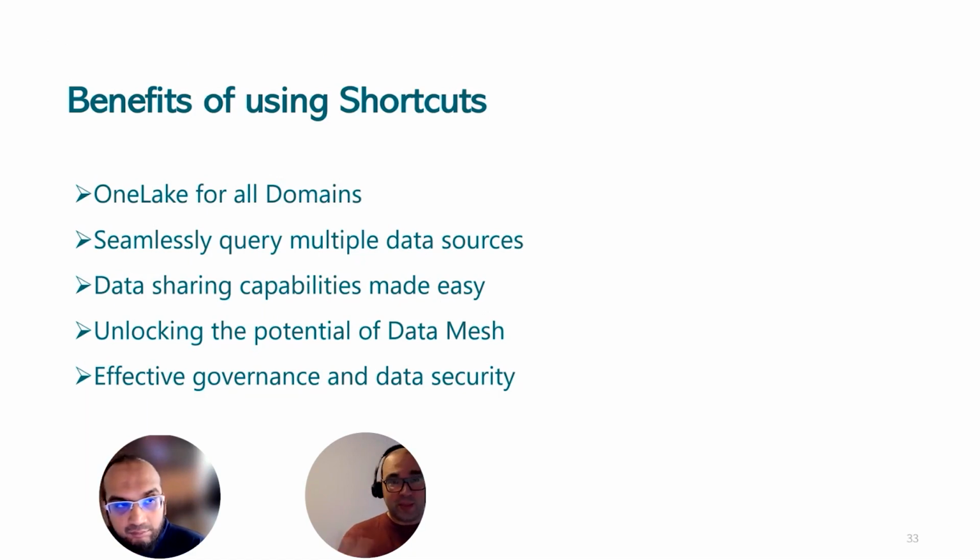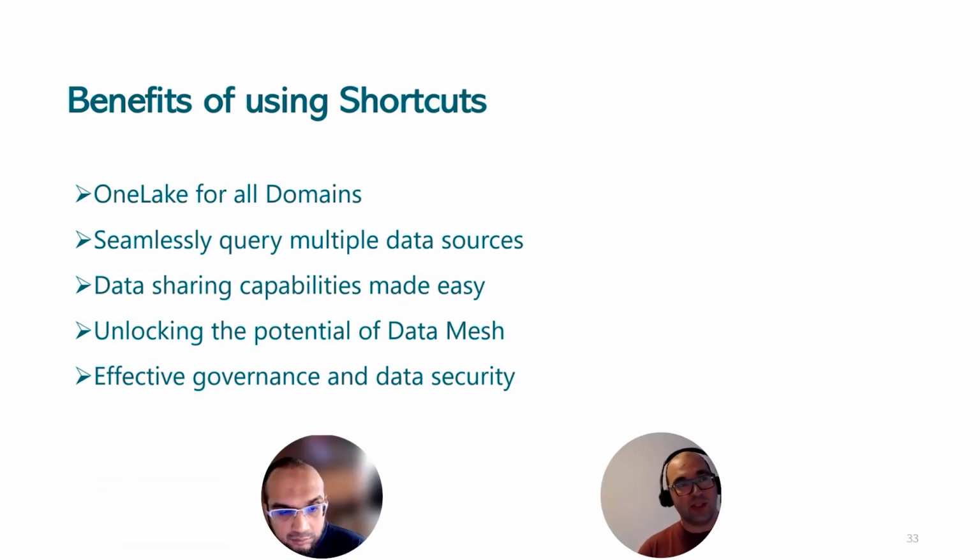So there are multiple benefits of using shortcuts, and I'm sure you will be tested in DP-600 on shortcuts. Definitely, they essentially remove the need for data copy. So you will just have one copy of the data stored in one place, and then you can use shortcuts just to point to that location. And also data movement is not necessary anymore because data will not fly from one location to another.